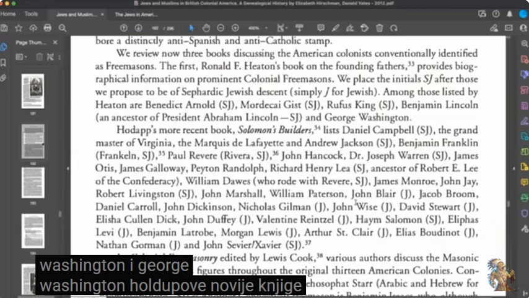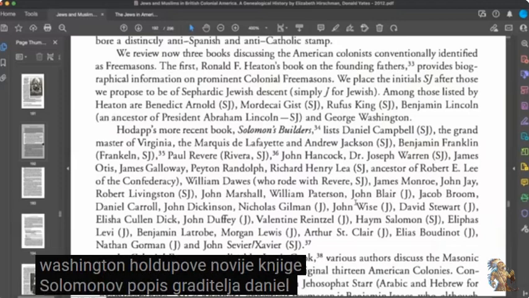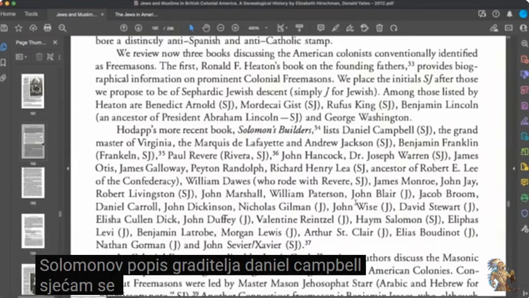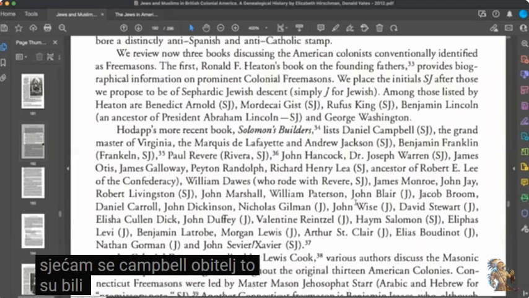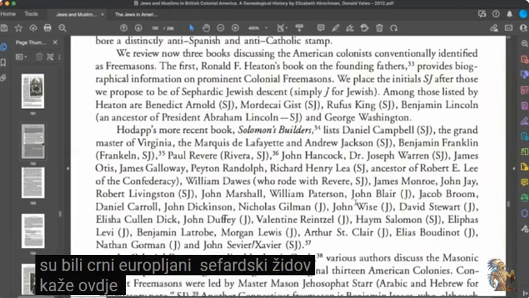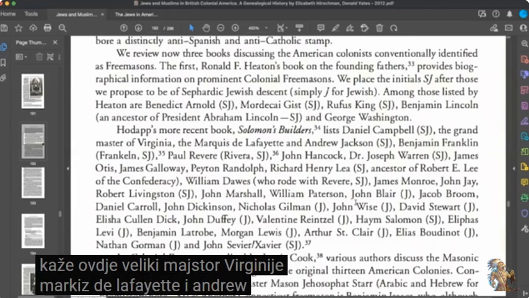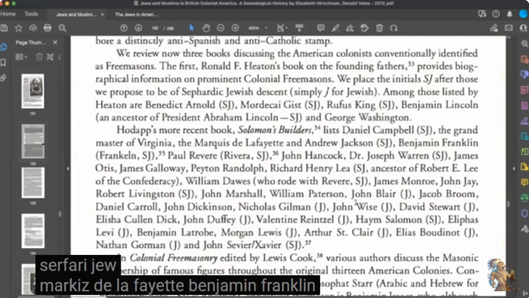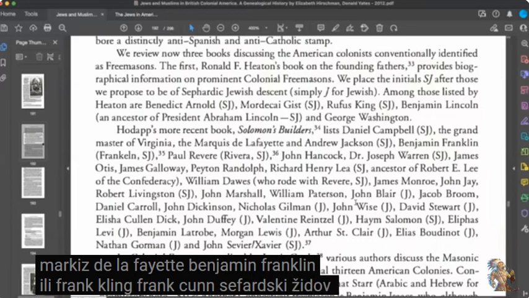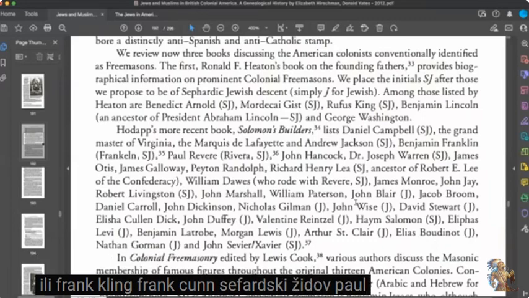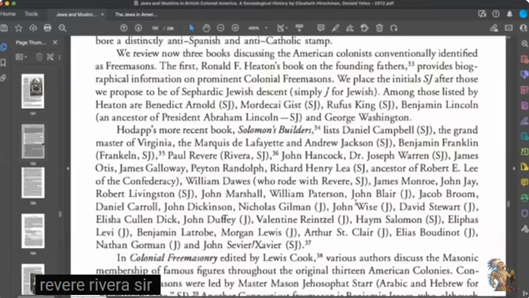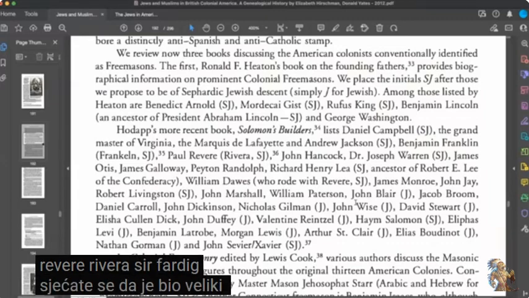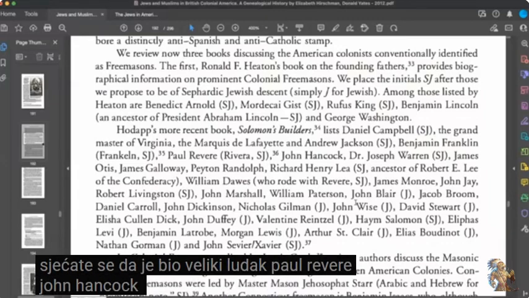Hodup's more recent book, Solomon's Builders, lists Daniel Campbell. I remember the Campbell family, these were black Europeans, Sephardic Jew, it says here, the Grand Master of Virginia, the Marquis de Lafayette, and Andrew Jackson, Sephardic Jew, Benjamin Franklin, Sephardic Jew, Paul Revere, Sephardic Jew, remember he was a Huguenot, Paul Revere, John Hancock, Dr.